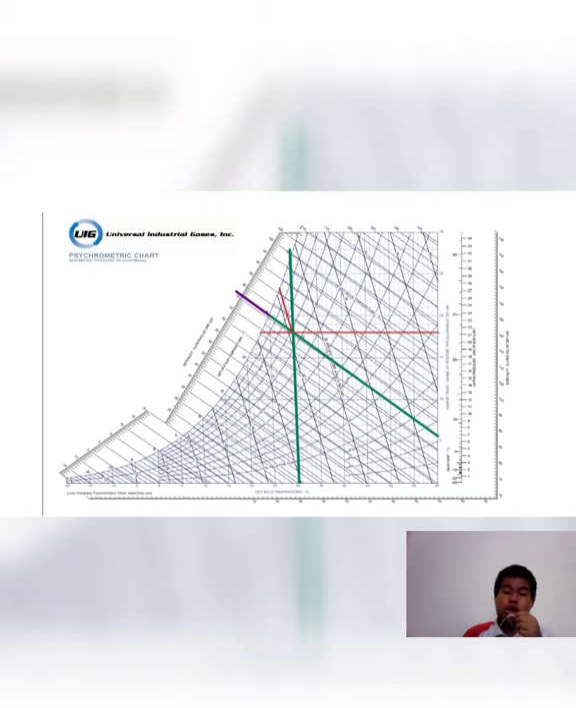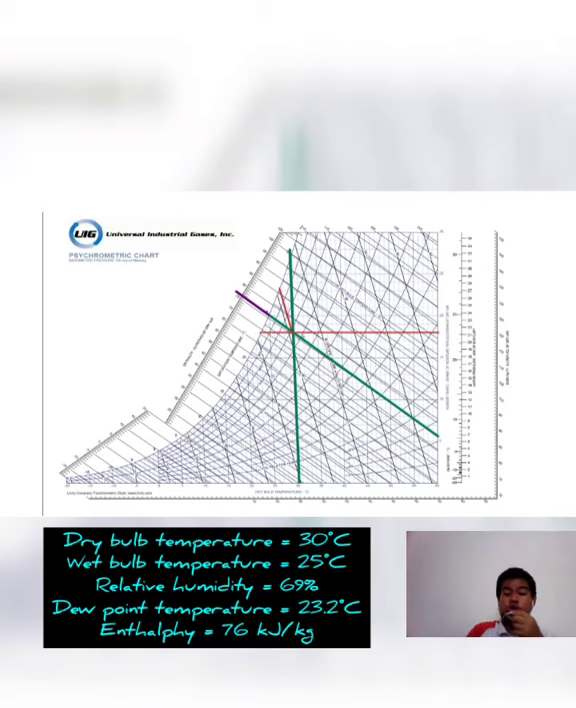So we look at the solution for question 2, and we can conclude that the information given from the question is the dry bulb temperature is 30 degrees Celsius and wet bulb temperature, which is 25 degrees Celsius. So we got that relative humidity is 69%, dew point temperature, which is 23.2 degrees Celsius, and the enthalpy of question 2 is 76 kilojoule per kilogram.